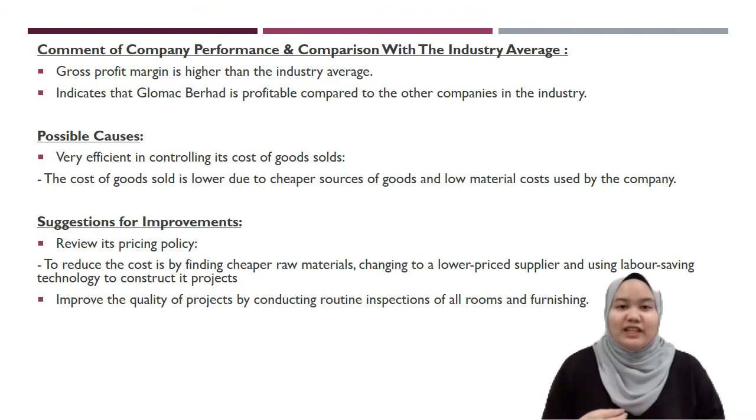It shows that in the year 2019, Glomac Berhad is very efficient in controlling its cost of goods sold. As proof, the cost of goods sold itself only consists of the cost of completed properties sold and also the cost to obtain the contract. The cost of goods sold is actually lower probably due to cheaper sources of goods and also the low material cost used by the company.